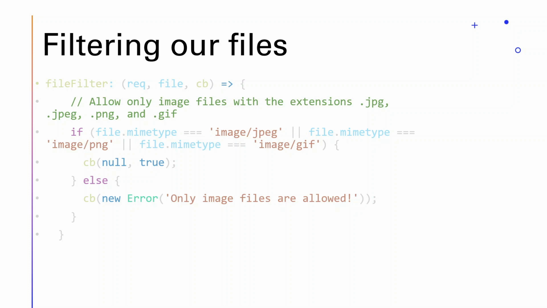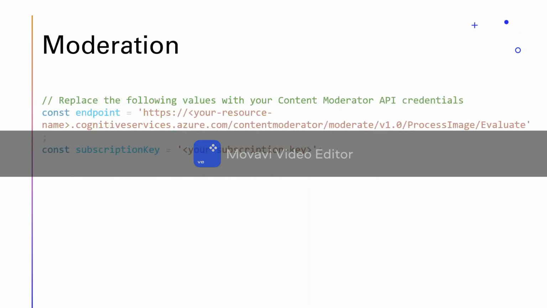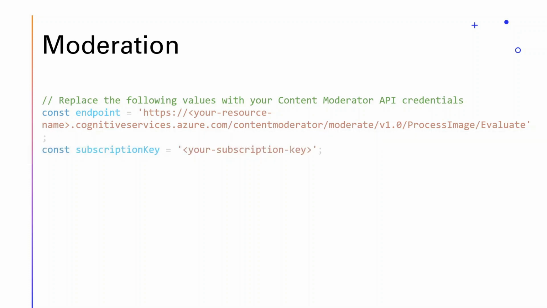And by validating the file type, we can prevent users from uploading harmful content to our server. However, we have to keep in mind that this is not foolproof and stuff can always come through, and we'll talk about that later. Or I guess we'll actually talk about that now. For moderation, we can use Microsoft Azure Content Moderator API.